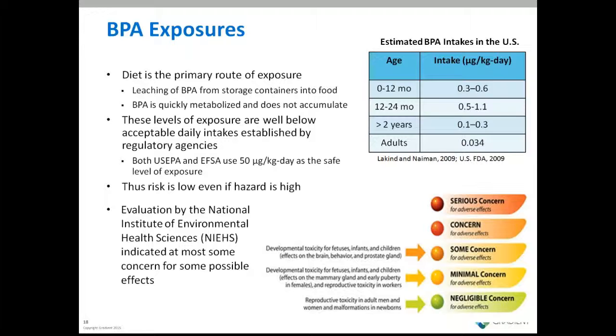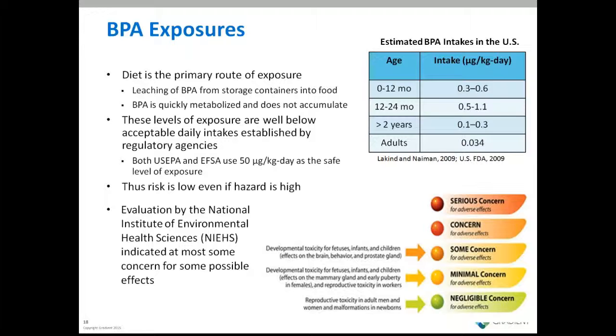And the levels of exposure, which are estimated and shown in the table on the right-hand side, are really well below accepted daily intakes established by various regulatory agencies. We're looking at exposure levels that are less than a microgram per kilogram per day, whereas both the US EPA and the European Food Safety Authority use 50 micrograms per kilogram per day as the safe level of exposure. So again, even if there is potentially a hazard there, the level of risk is actually quite low.